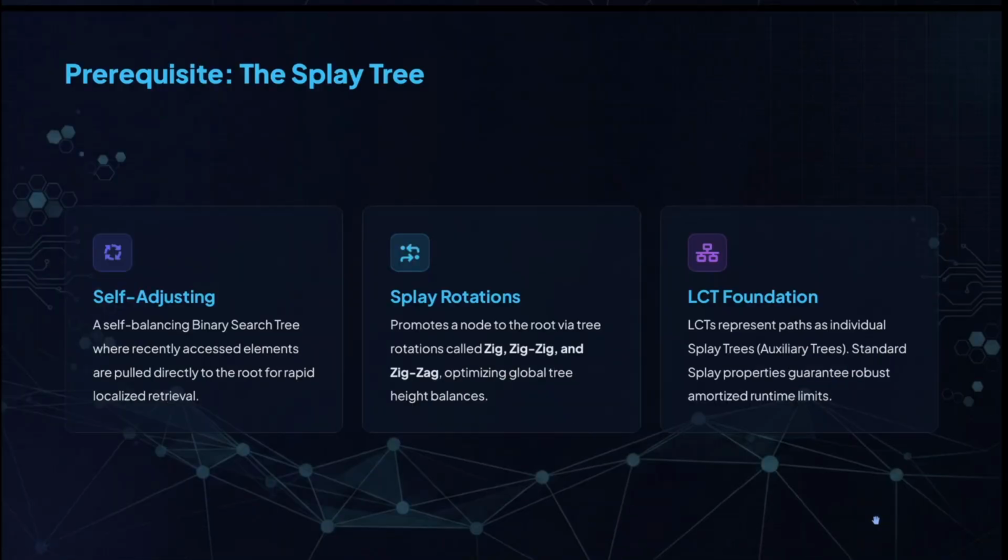However, to understand a link-cut tree, we first must understand its prerequisite building block, the Splay Tree. A Splay Tree is a self-balancing binary search tree, but with a twist. Instead of strictly enforcing height rules, it ensures that recently accessed elements are pulled directly to the root for rapid localized retrieval. To show you how exactly these splay tree rotations work under the hood, I will now pass it over to my teammate Nahdi.